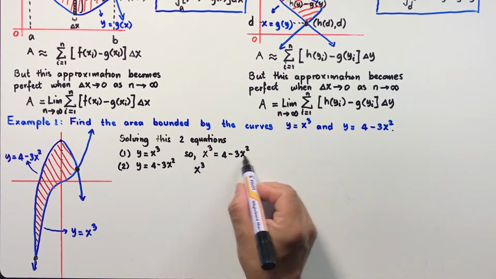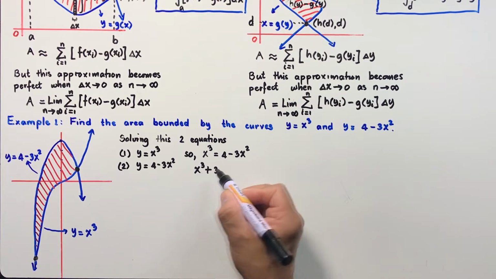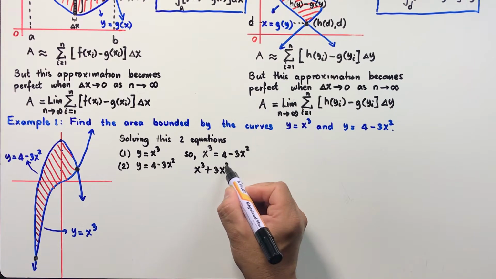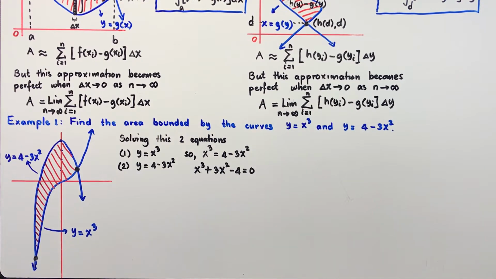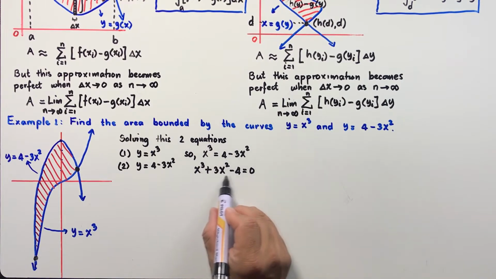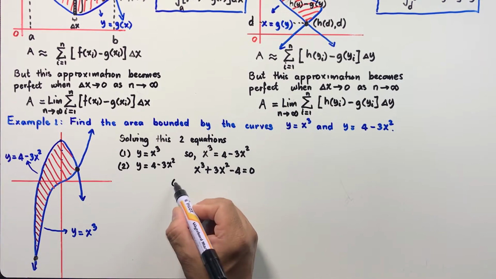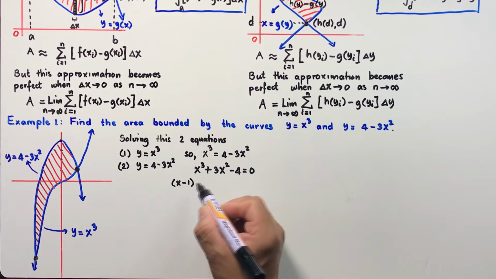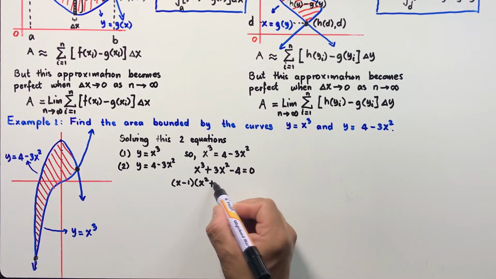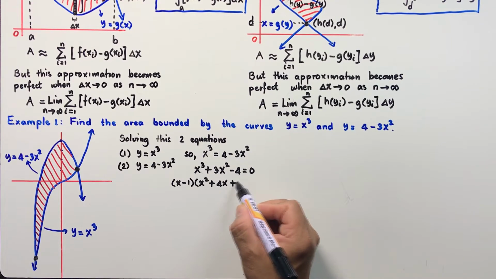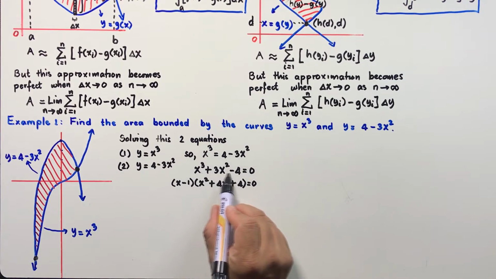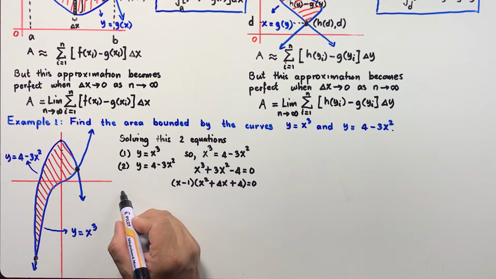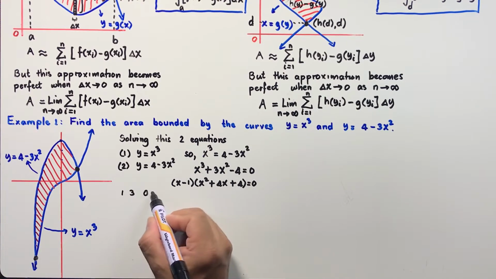Now, moving all these terms to the left side of the equation, we have x cubed plus 3x squared minus 4, and the whole thing is equated to 0. And factoring this cubic expression, we know that this is equal to x minus 1 times x squared plus 4x plus 4, since we can divide this one by x minus 1 using synthetic division. So 1, 3, 0, and negative 4.